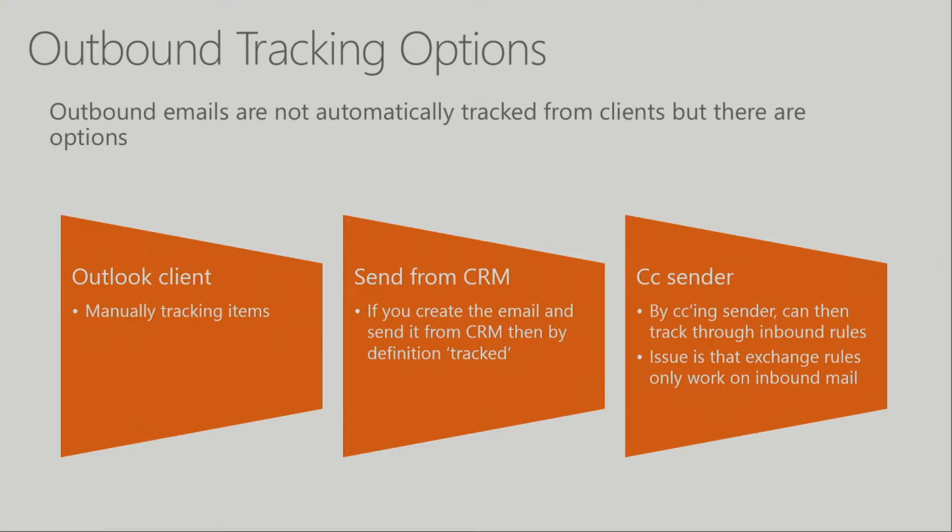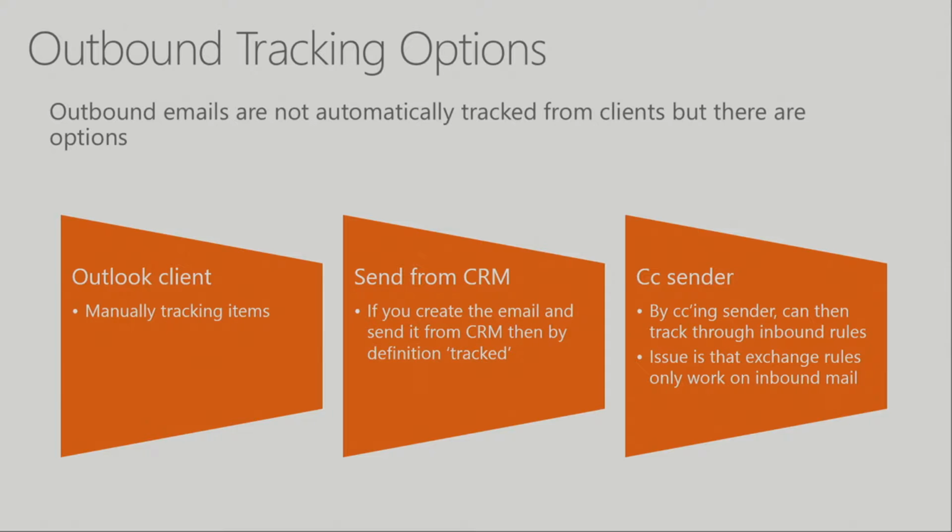The other mechanism we've seen done is by copying yourself. So you send it out, but you copy yourself and track in. Well, why is that important? Well, because things like forward rules and things don't work on outbound email. Unfortunately, Exchange only offers you rules on inbound email. So we could do things like forwarding an email across the forward mailbox to be tracked. But that doesn't work for outbound emails because Exchange doesn't let you pick up the rule like that.